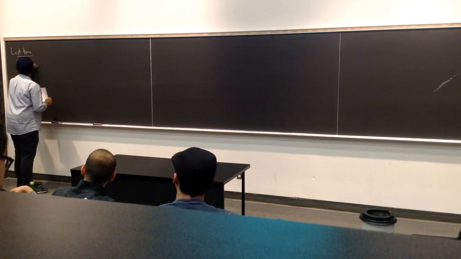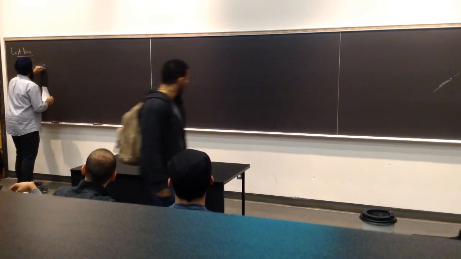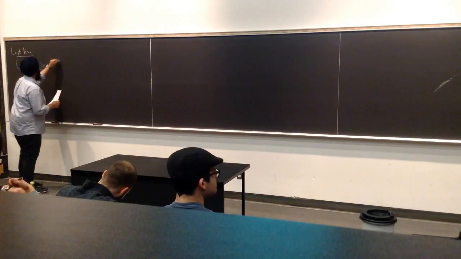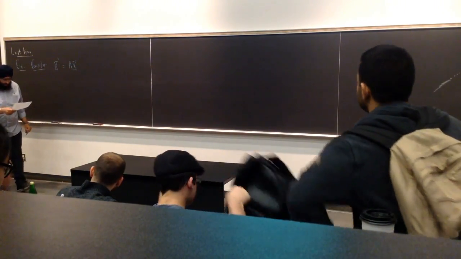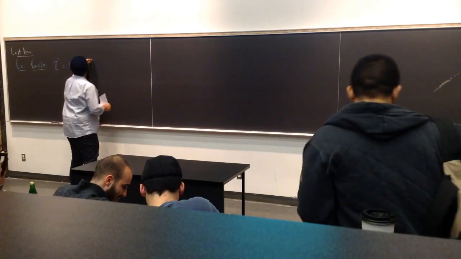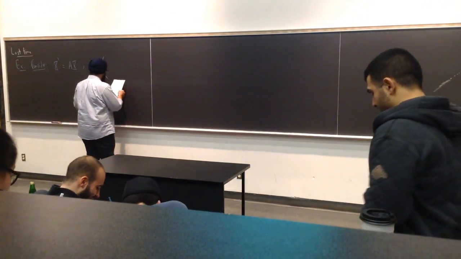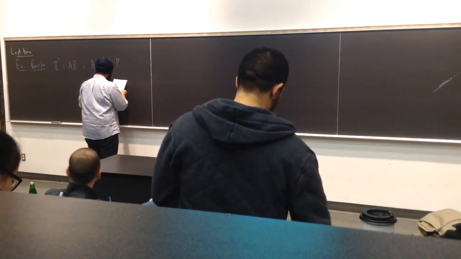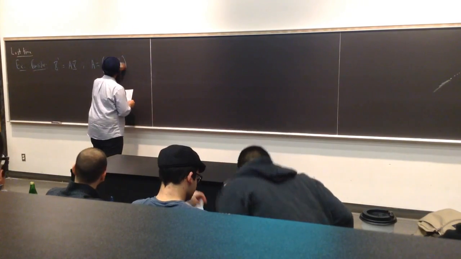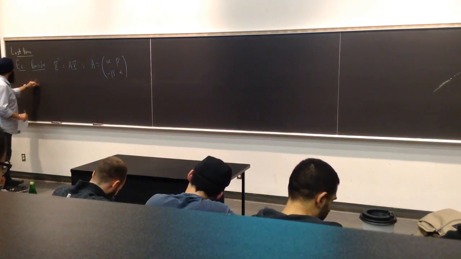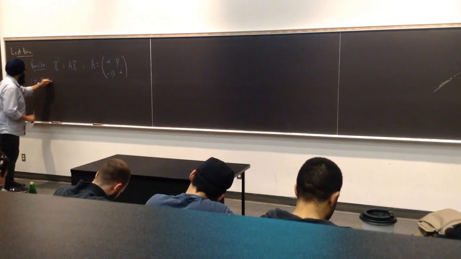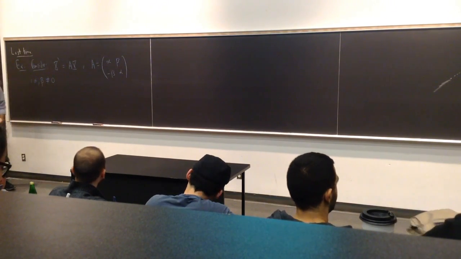Okay, so consider the following linear system once again, where A is given by alpha, beta, minus beta, alpha, and of course, beta is not equal to zero.